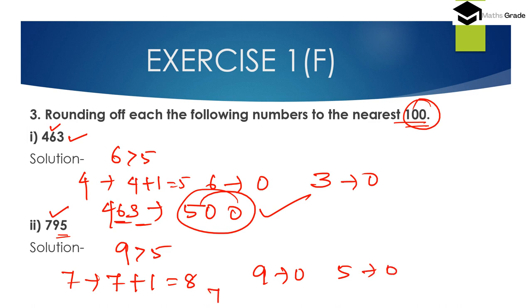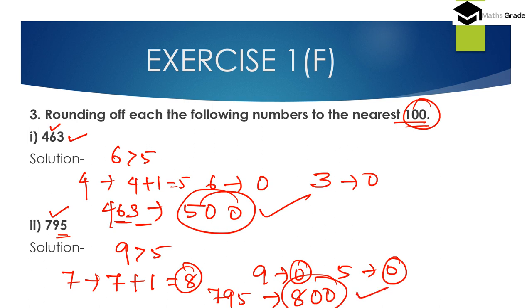Now 795 rounded up to the nearest 100 will be this 7 changes to 8, and this 9 changes to 0, this 5 changes to 0. Now 795 rounded up to the nearest 100 will be 800. So 463 rounded up to the nearest 100 is 500. And 795 rounded up to the nearest 100 is 800.